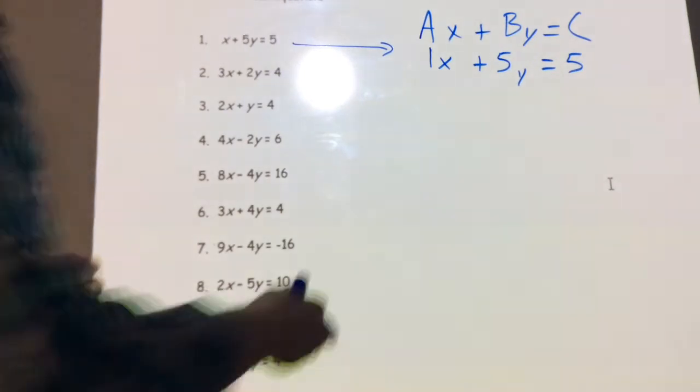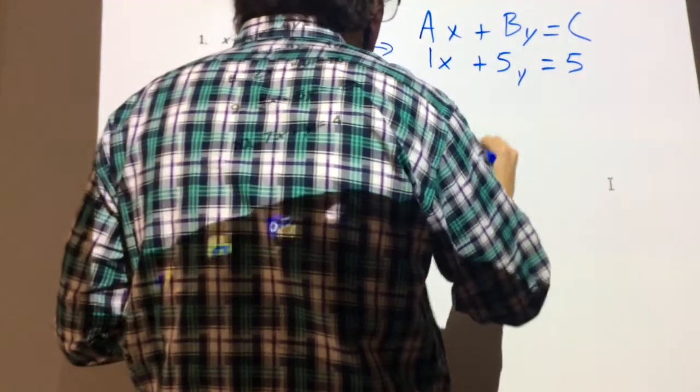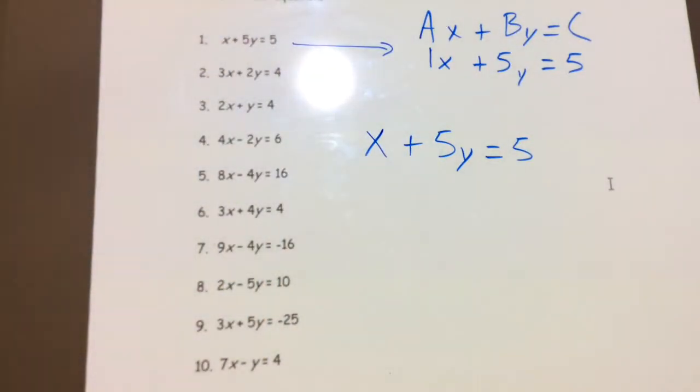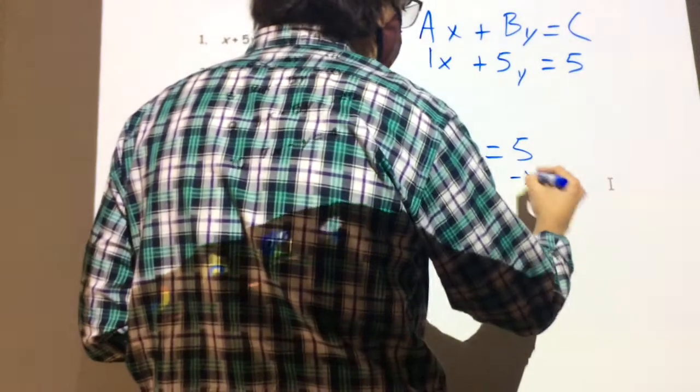So let me rewrite this problem a little bit larger. So if I have x plus 5y equals 5, can anybody put that into slope-intercept form for me? Charger? You want to subtract the x. Okay, on both sides? Okay, pause right there for me. I'm going to subtract the x from both sides.